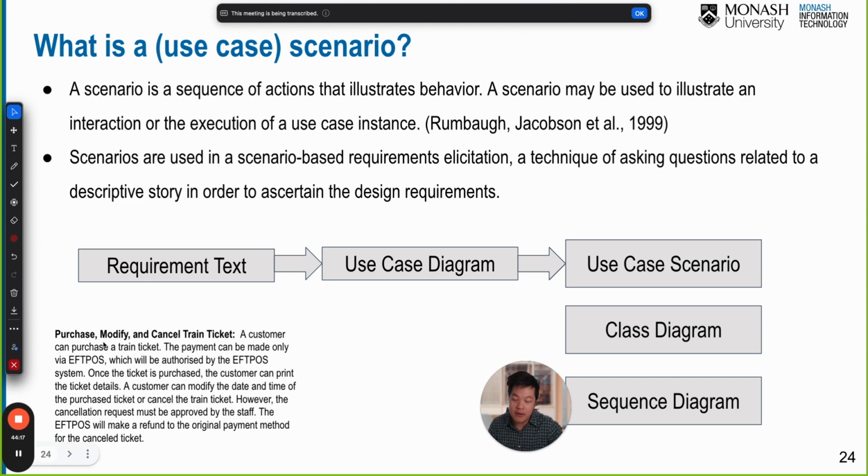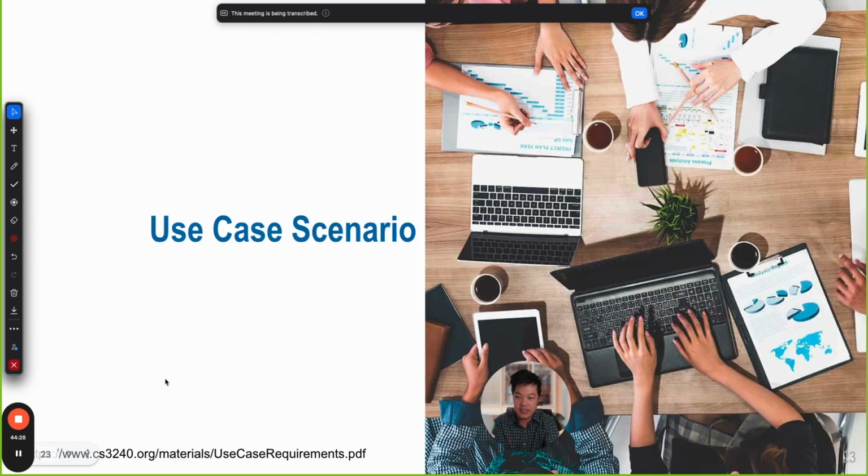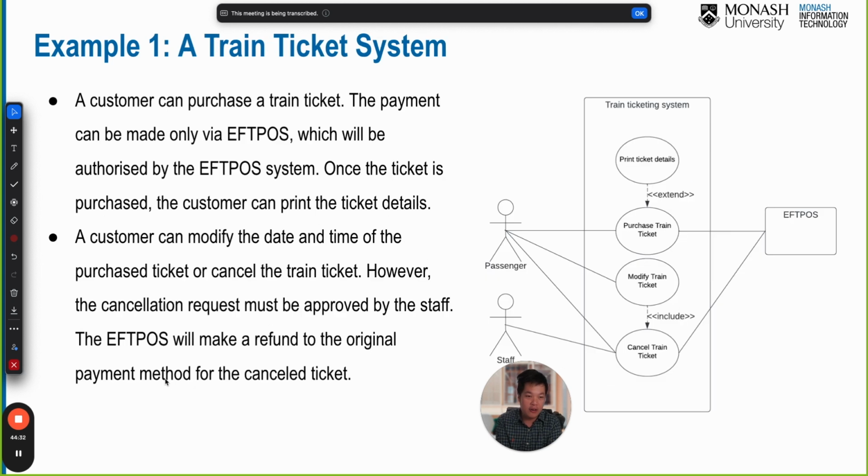This is a requirement, okay? A customer can purchase a train ticket. The payment can be made only via a post, and so on. Once the ticket is purchased, and so on, which is the same as this one. No, this one, train ticket. This is the same one, all right? But with this figure, this diagram, there are so many use cases.